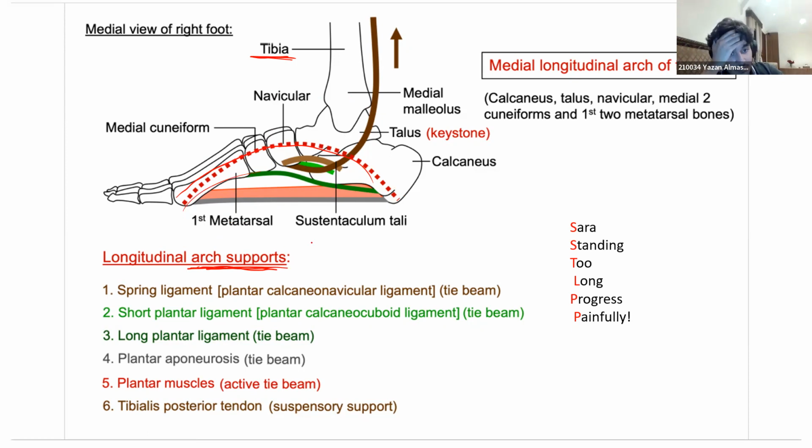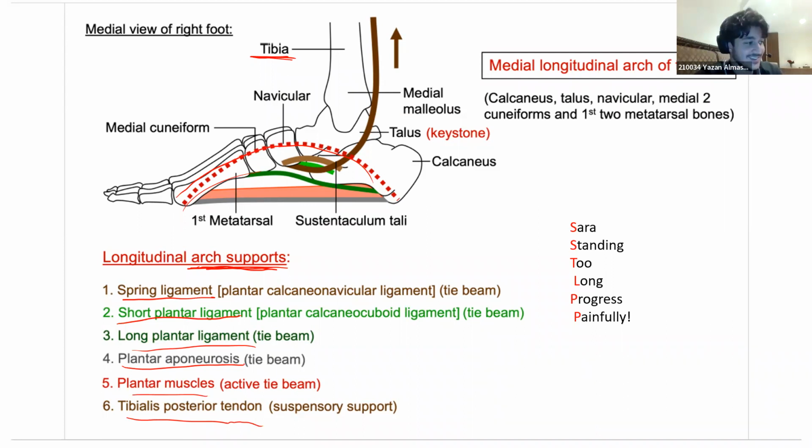So what are these supports? We have the spring ligament, short plantar ligament, long plantar ligament, plantar aponeurosis, plantar muscle, tibialis posterior tendon. You're going to tell me, what do I need to remember from this? You're going to have to remember these 6 names. I'm so sorry to break down the bad news to you, but you have to remember these. Is there any way to remember them?